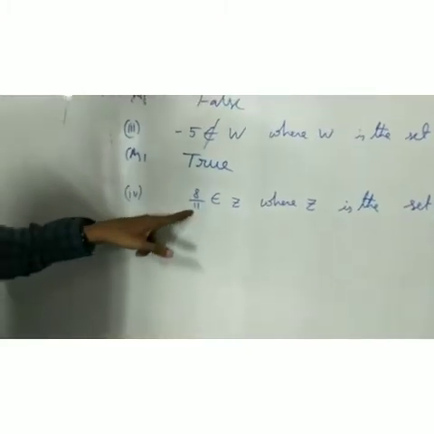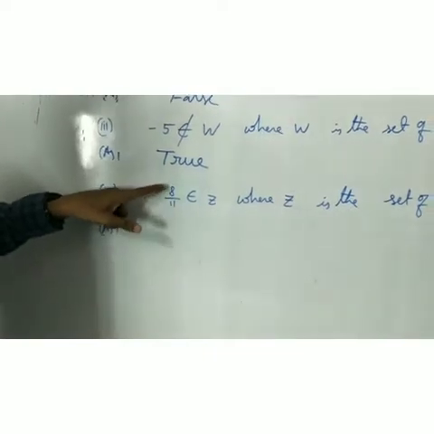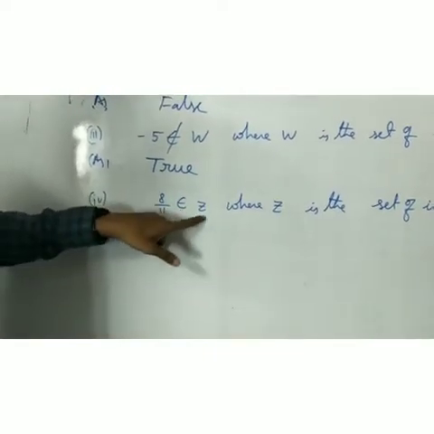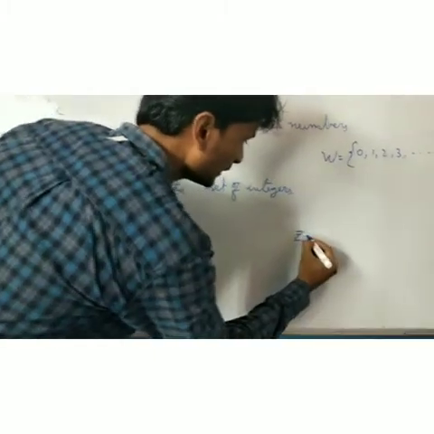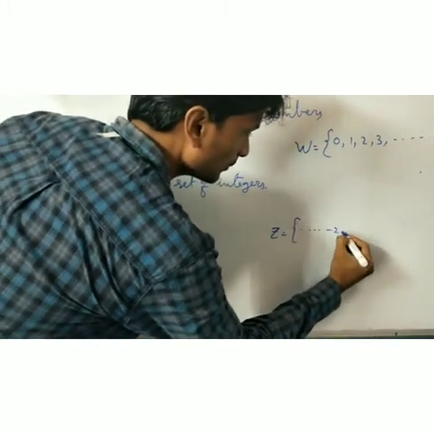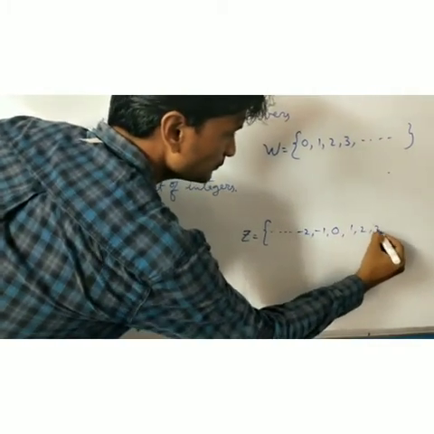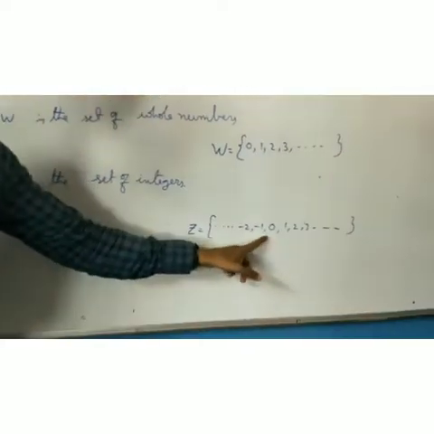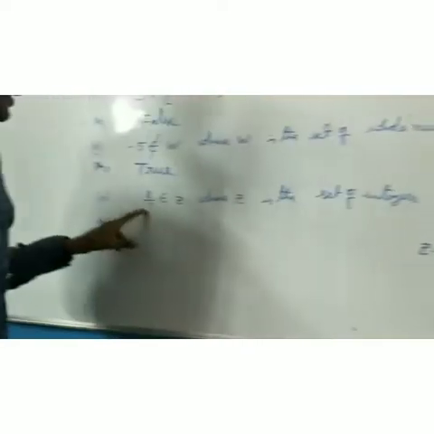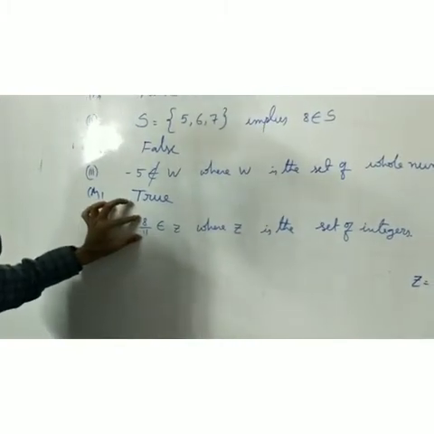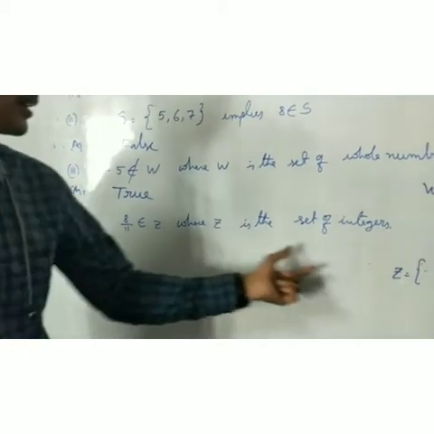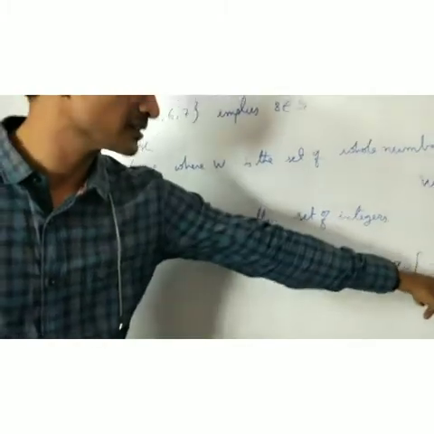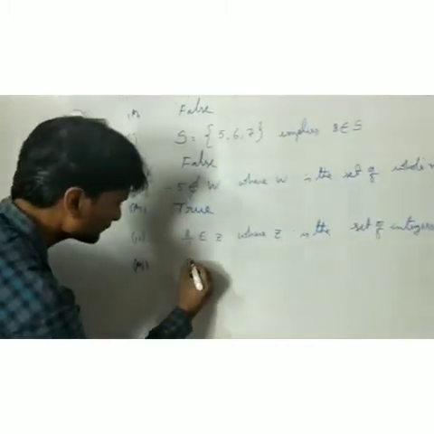Next one, 8 by 11. 8 by 11 is a P by Q form. So P by Q form belongs to Z. 8 by 11 belongs to Z, where Z is the set of integers. Already we know that Z equals whole numbers including negative numbers. So 8 by 11, P by Q form, is a rational number. So a rational number belongs to integers, as given. So this statement is false, because of the set of integers. Already we know that. False. So this is the fourth Roman.